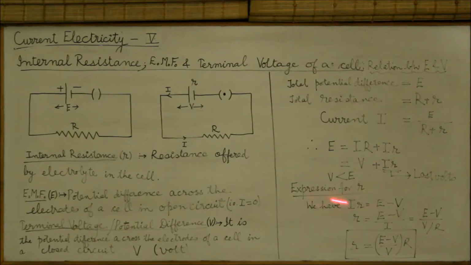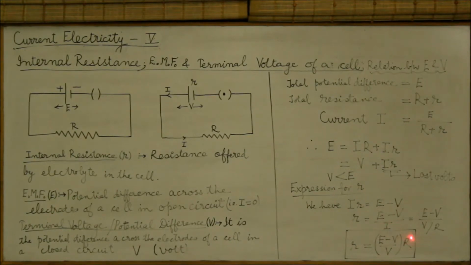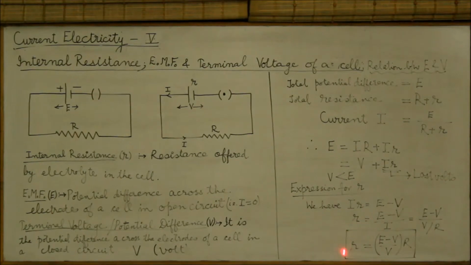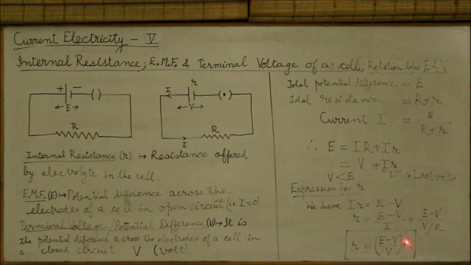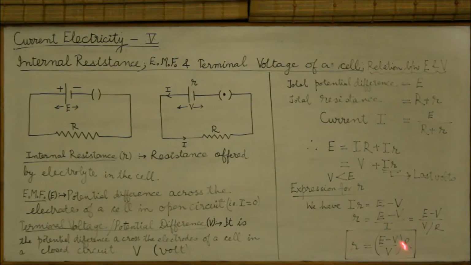Now, the expression for internal resistance which will be useful for us: we have Ir is equal to E minus V. So r is E minus V over I. Using Ohm's law here, I can be termed as V over R. So overall the relation is small r, the internal resistance, equal to E minus V over V into capital R. We will be needing this expression in a later part of this lesson.